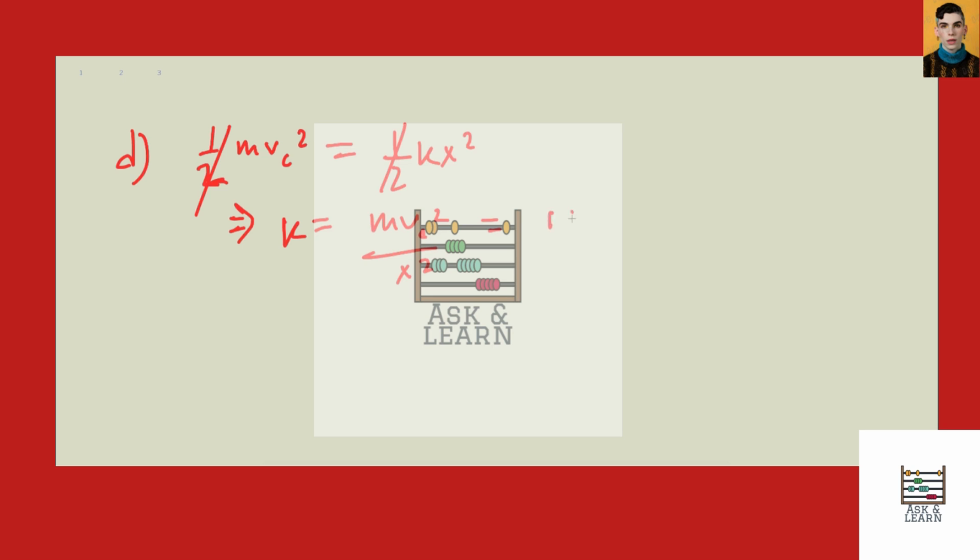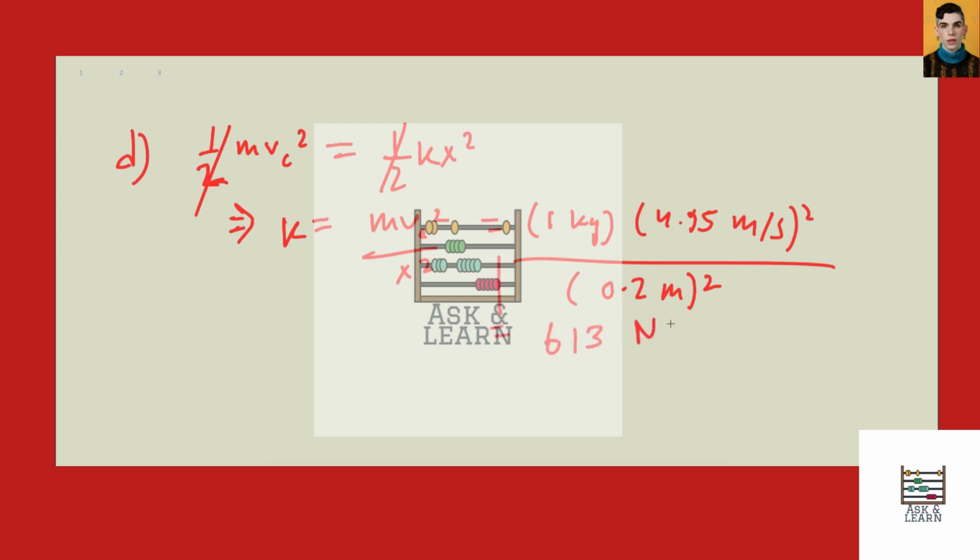And so that's 1 kilogram times 4.95 meters per second, quantity squared, over 0.2 meters, which is the compression length. And thus we have about 613 newtons per meter as the spring constant. And that's it.